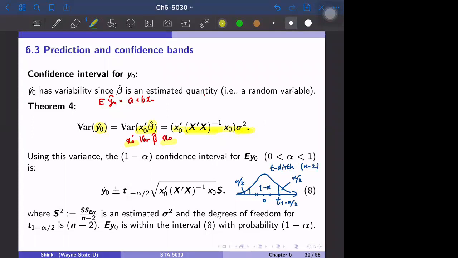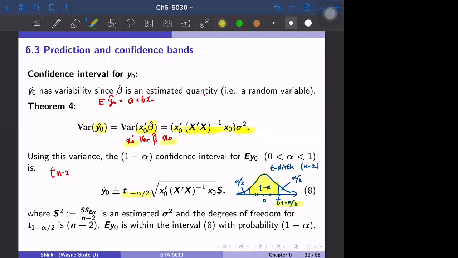Then we know the expectation and the variance. And we can also prove that it's known that y0 hat follows a t distribution with degrees of freedom n-2. So if we use the quantile point of the t distribution, this t sub 1 minus alpha over 2 is the coverage. So the quantile point such that 1 minus alpha over 2 of the observations are below this point. So if we think about plus minus t sub 1 minus alpha over 2, that has coverage of 1 minus alpha.